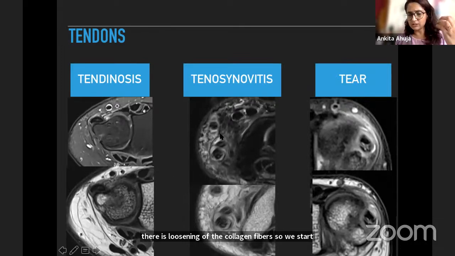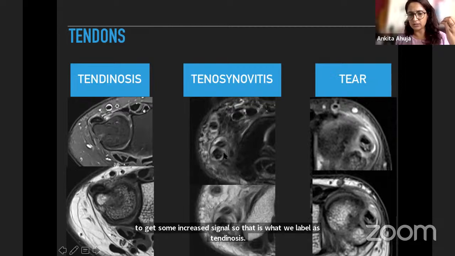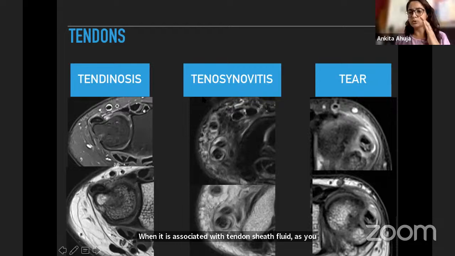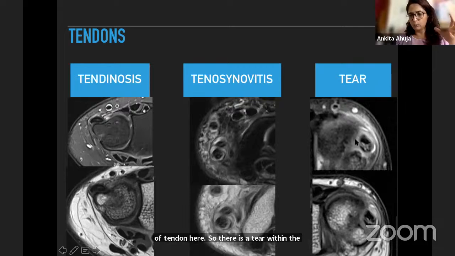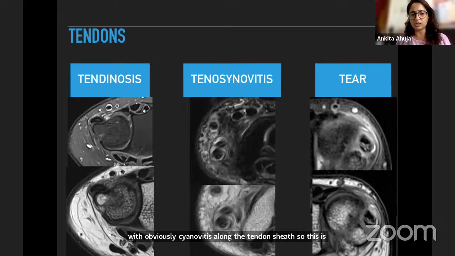When it is associated with tendon sheath fluid, as you can see over here, it becomes tenosynovitis. And sometimes the tendon may get torn. You can see one bit of tendon here and one bit of tendon here. So there is a tear within the tendon, along with synovitis along the tendon sheath. So this has further progressed to the stage of tear.